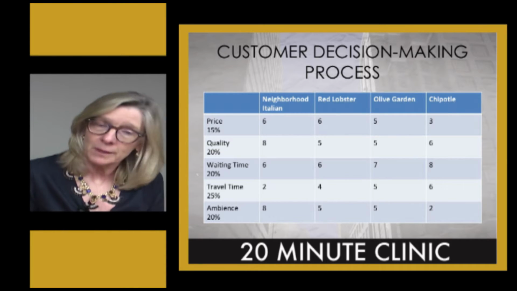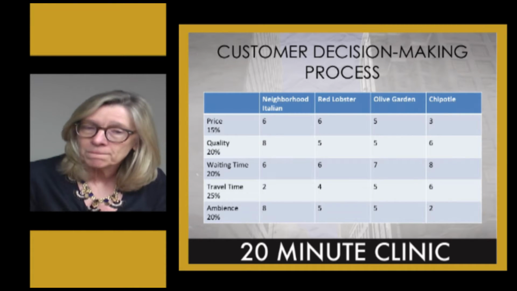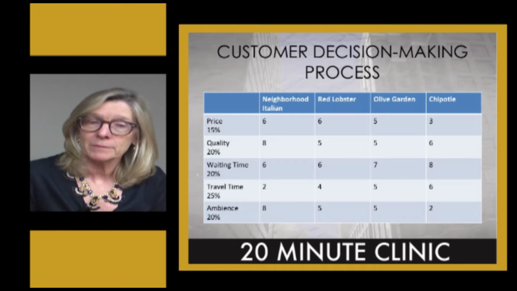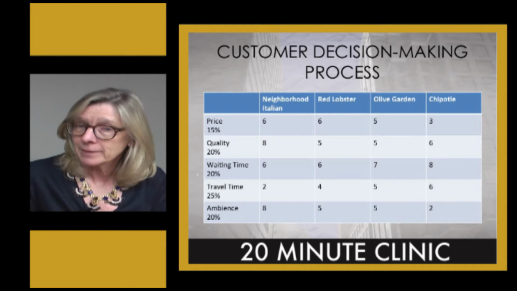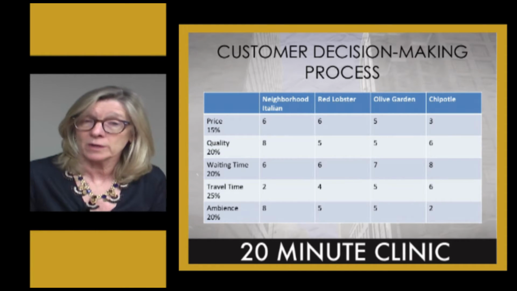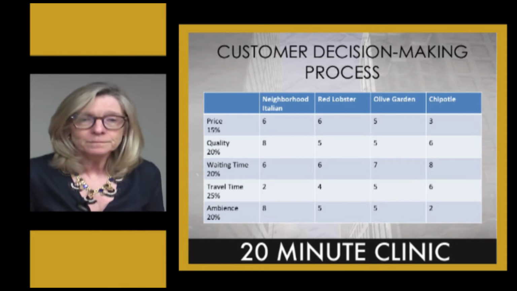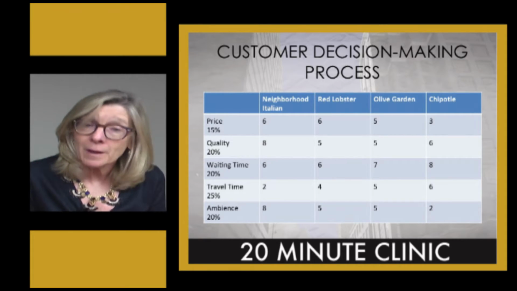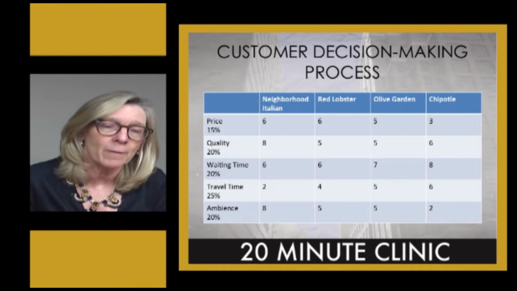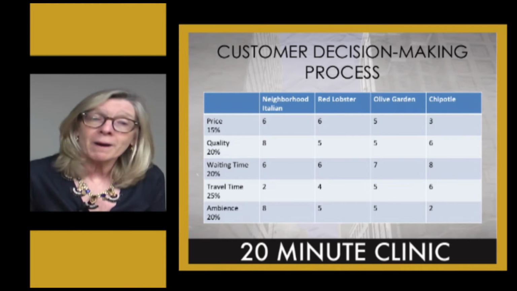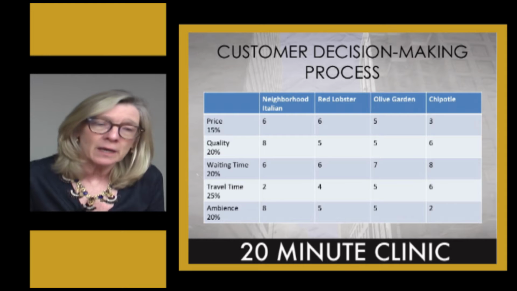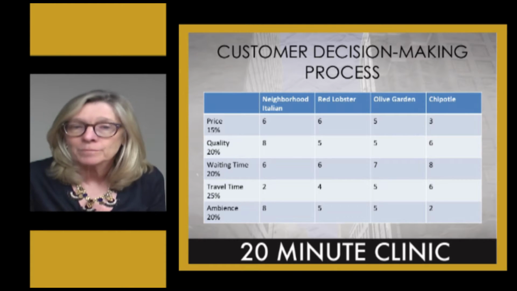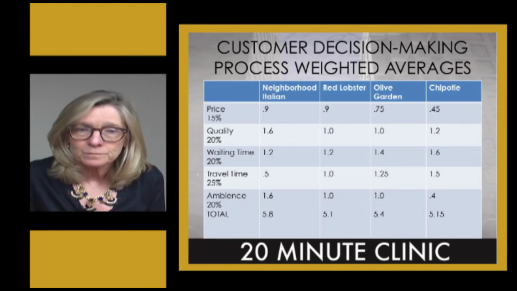Price is still important to me. I'm a working family on a budget. Quality, it's been a long week. I still want to have a nice time. Same thing with ambiance. So I've got quality and ambiance, 20 and 20. So looking for some good food and looking for a pleasant environment. Waiting time, 20%. I've got the kids with me. They don't have a lot of patience, and I don't have a lot of patience when they're not being patient. So that's important to me as well. Travel time was my highest because it's Friday night. It was an ugly commute home, and I don't want to get back in the car. So very important to me there as well.